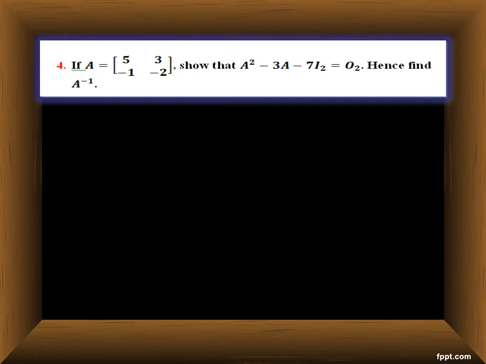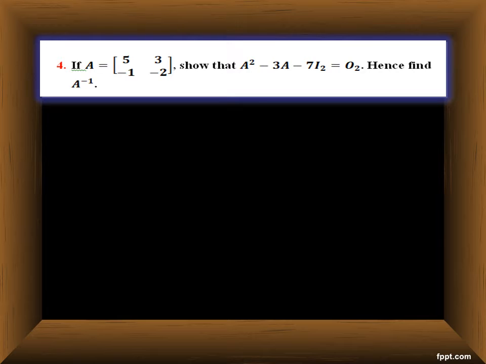So in the fourth question, there is another part. See, hence find A inverse. Hence means we need to apply the previous proof, that is show that A square minus 3A minus 7 I2 equals O2. We have proved that result. Using that result, we need to get A inverse.